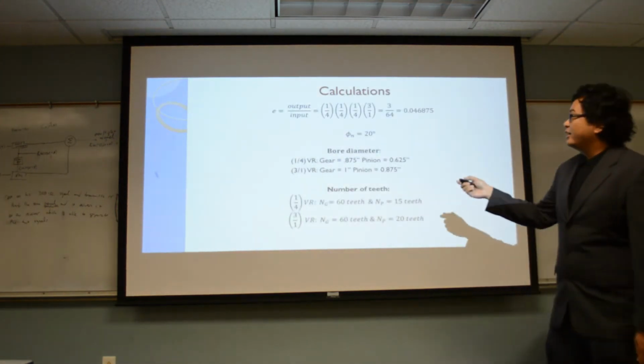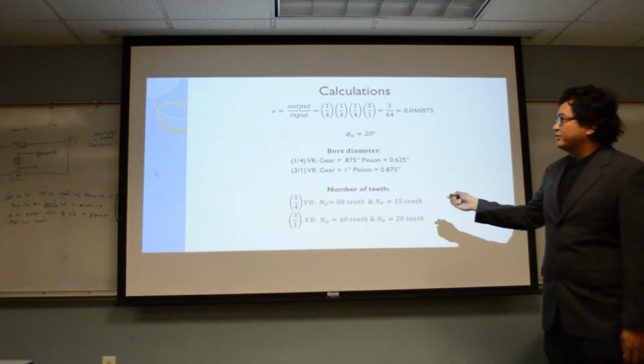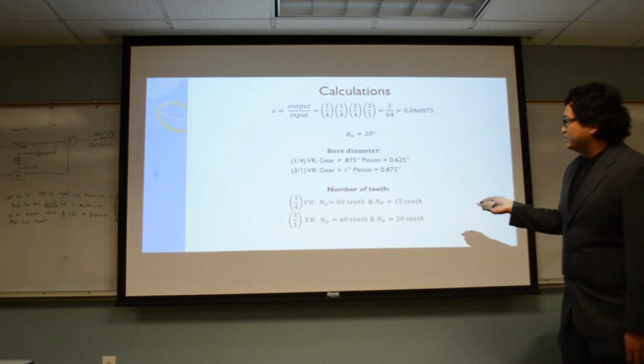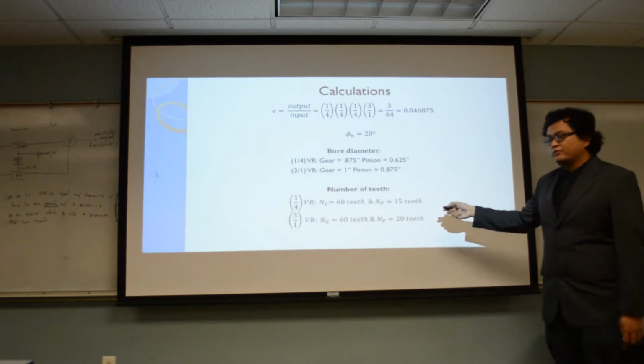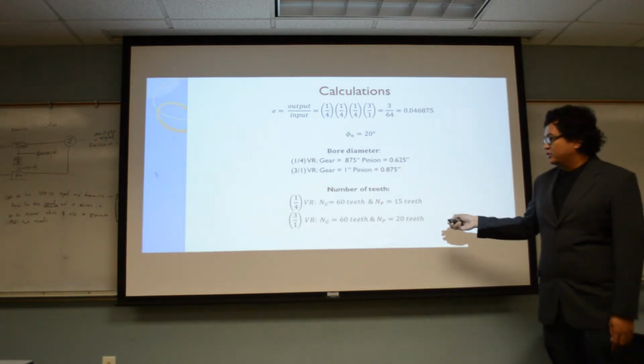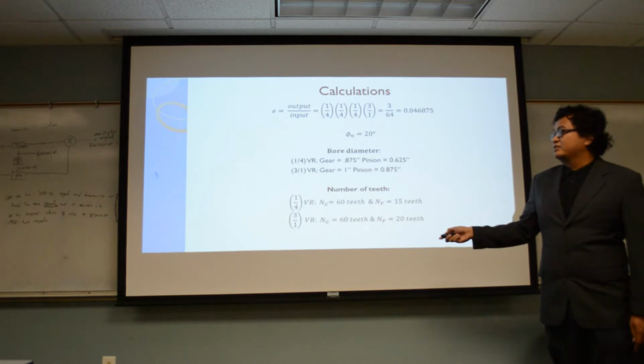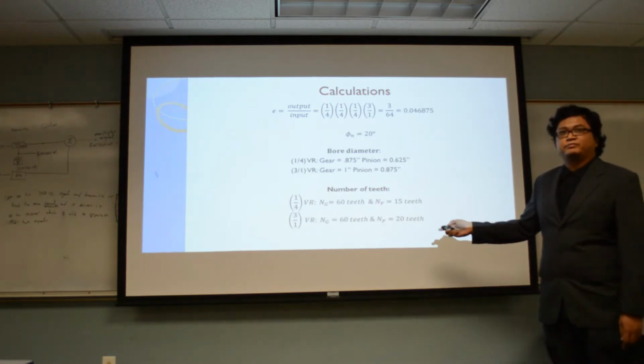Calculations. We had a pressure angle of 20 degrees, and the bore diameter was given to us through the catalog. That means our teeth were also given to us, with 15 teeth for the pinion and 60 for the gear, and 20 for the pinion and 60 for the gear on the second system.